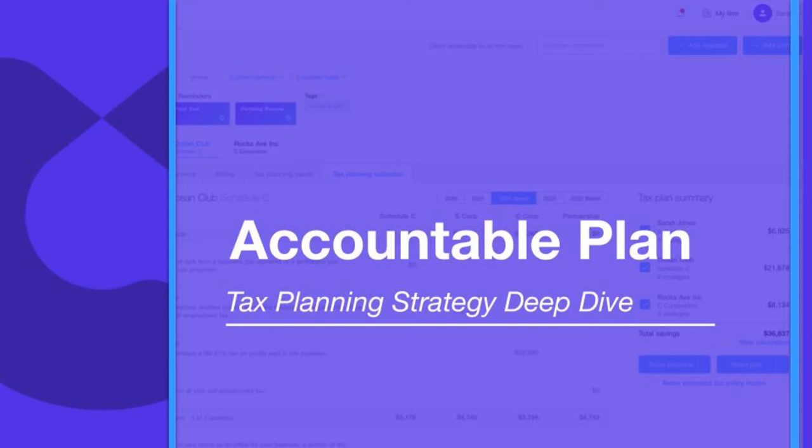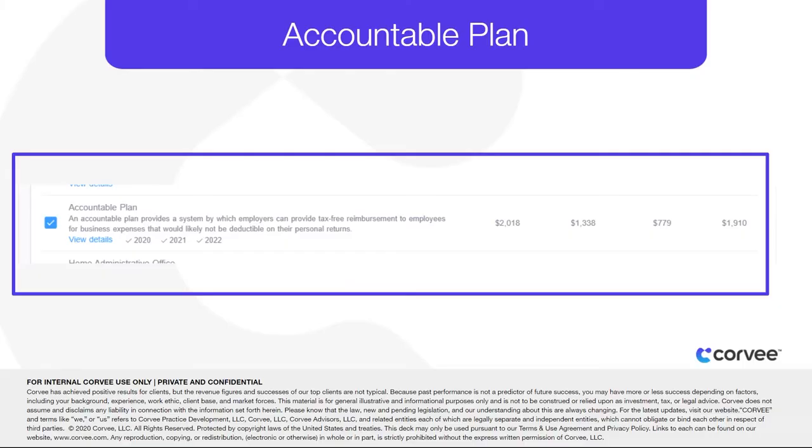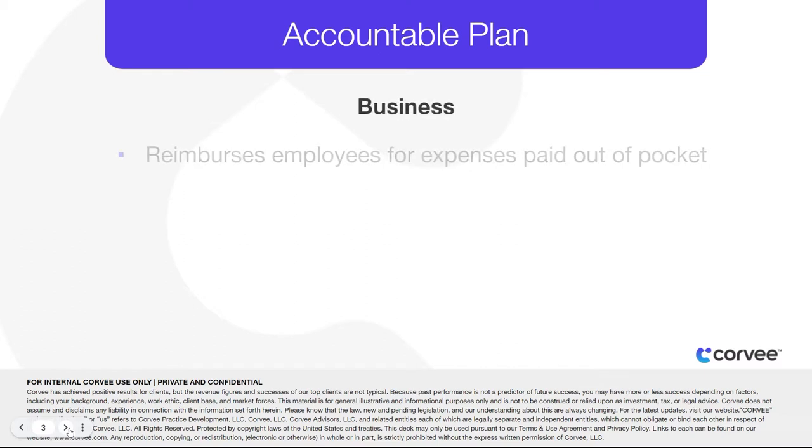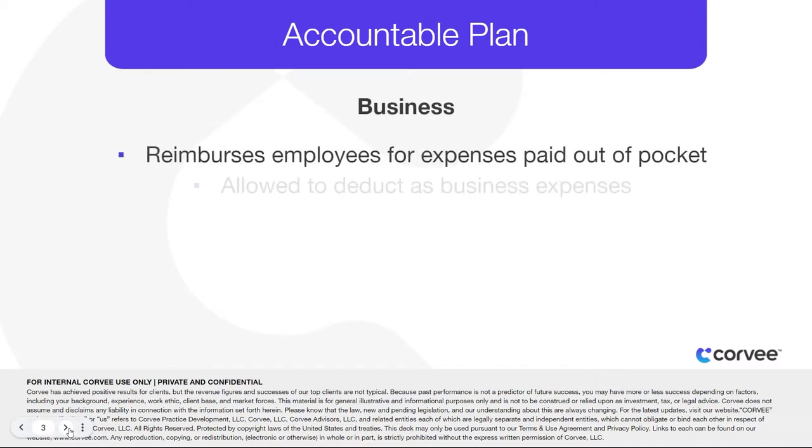Today, we will discuss a system where employers can provide tax-free reimbursement to employees or employee owners that would likely not be deductible on their personal returns. This is called an accountable plan. The business reimburses employees for expenses paid out of pocket. These reimbursed expenses become deductions for the business and non-taxable cash for the reimbursed employee.